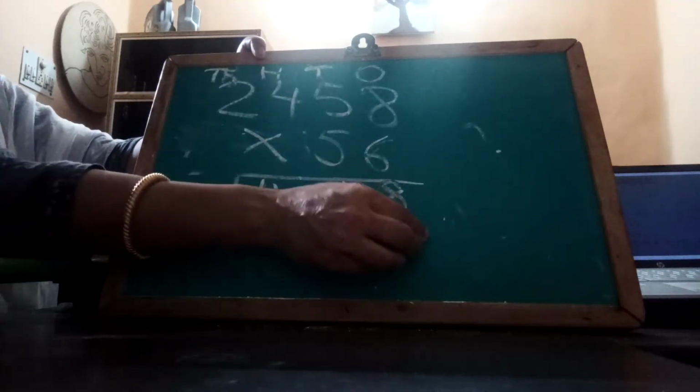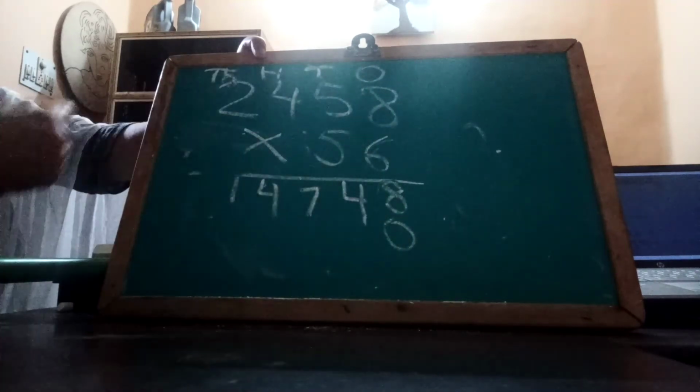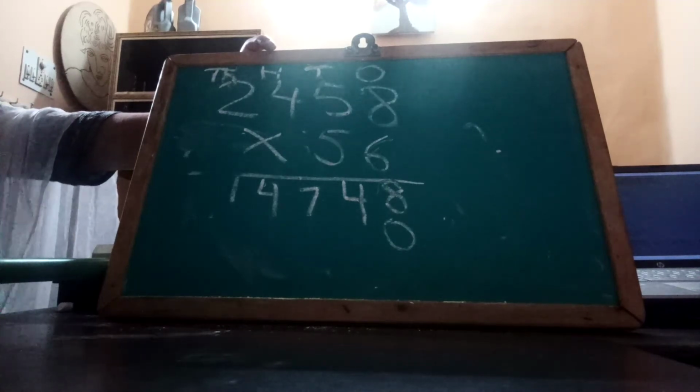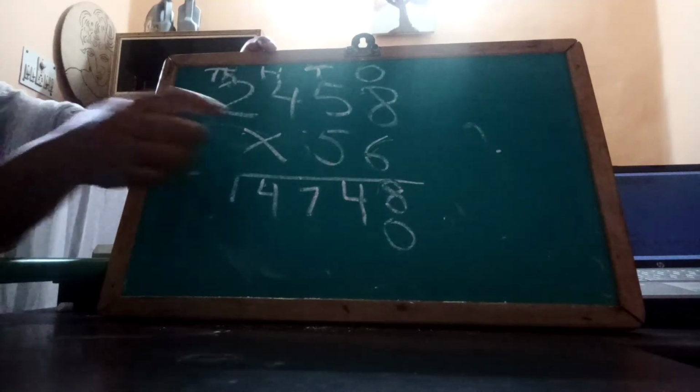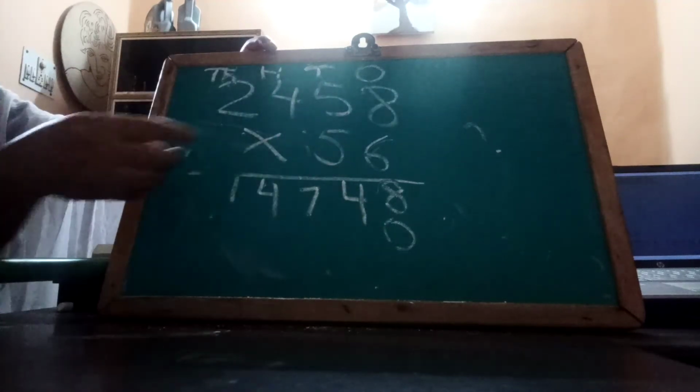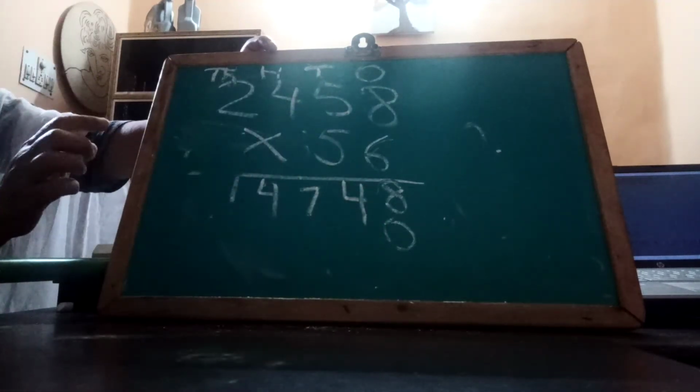And you must write 0 here when you start multiplying. This is the most common mistake made by students. You forget to write 0. Some people prefer to write 0 here. Some prefer to write a cross. That is the same thing.